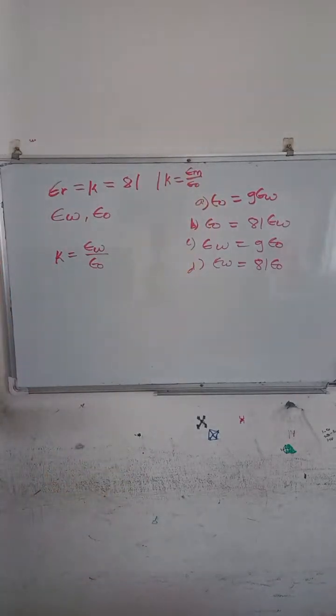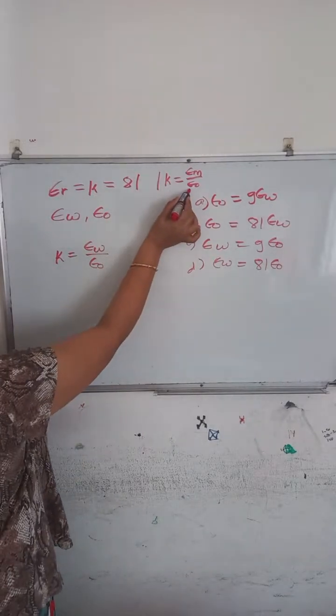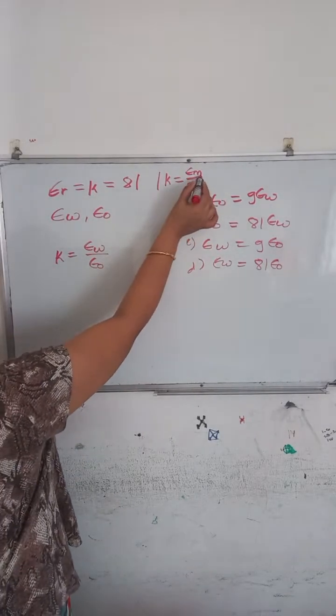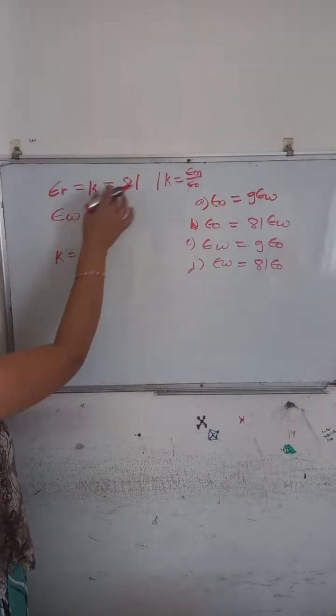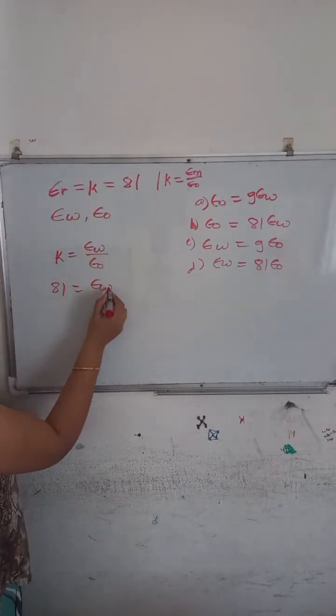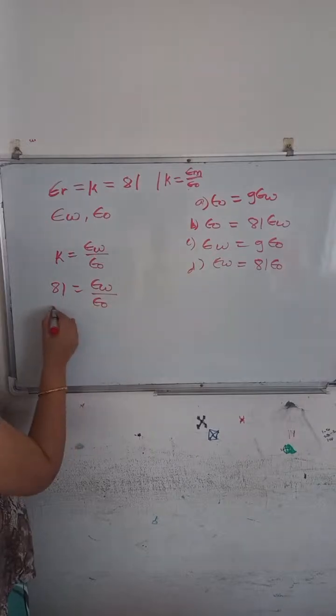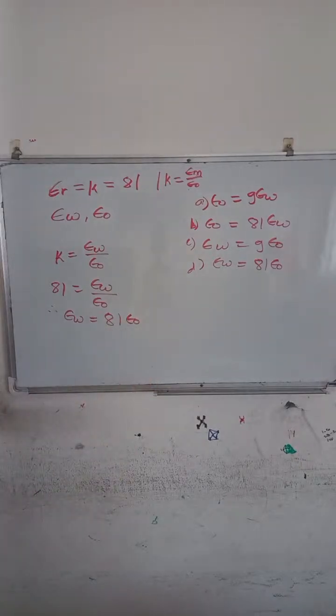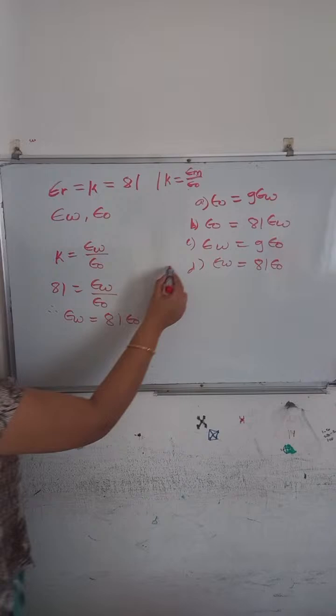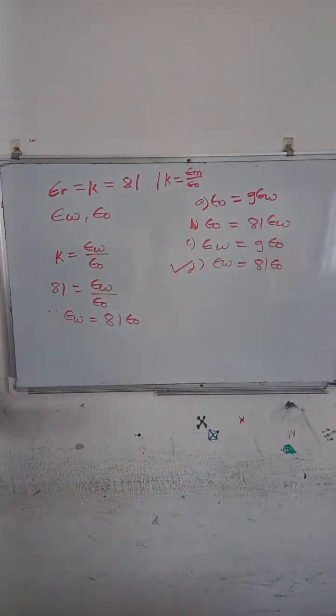K is equal to epsilon M by epsilon naught. Epsilon M is the medium here and epsilon naught is the permittivity of air or free space or vacuum. Here the medium is nothing but water. So I can write K, which is given as 81, is epsilon W by epsilon naught. Therefore epsilon W is equal to 81 times epsilon naught. So the correct answer is option D. Getting how to solve a very basic question? If you know the formulas, then only you will be able to solve the answers. Is anyone having doubt in this question?